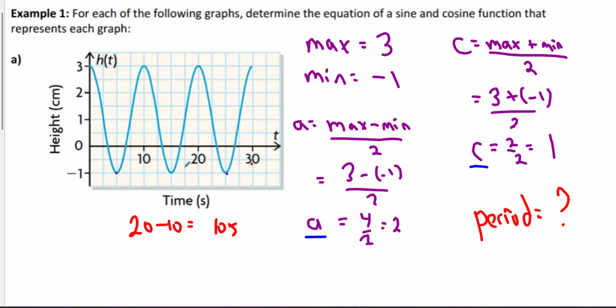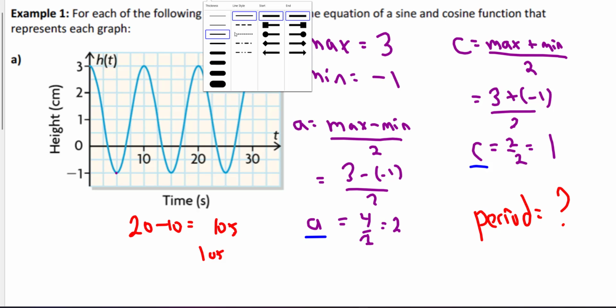Another value you can take a look at is your minimum. Minimum to minimum. So this is 10, this is 20. Halfway between 10 and 20 is 15, so this is at 15 seconds. 20, 30, halfway between 20 and 30 is 25. The difference between 25 and 15 is 10 seconds. So this period is also 10 seconds, which it should be, because the period shouldn't change for the same function or graph. And sorry, there's one more way.